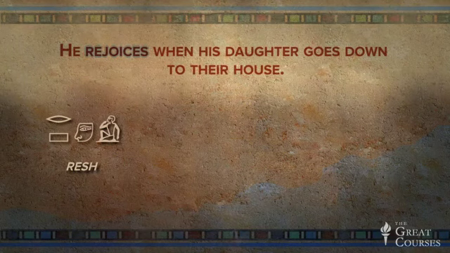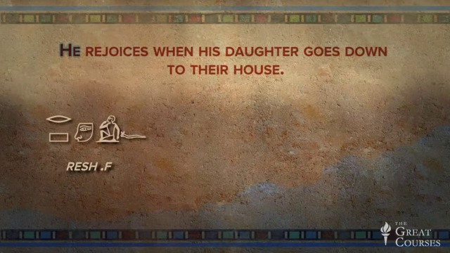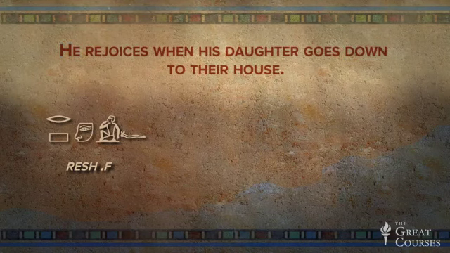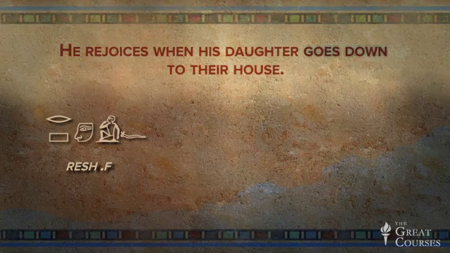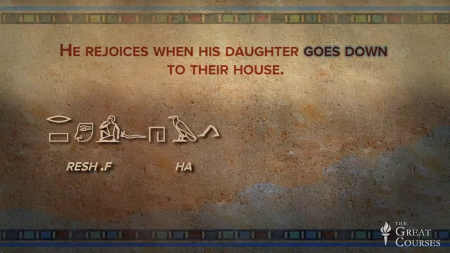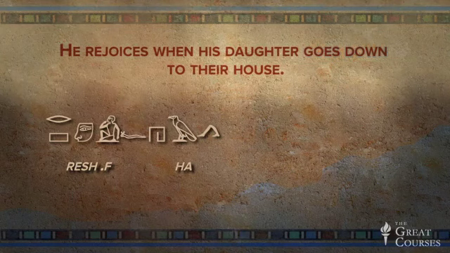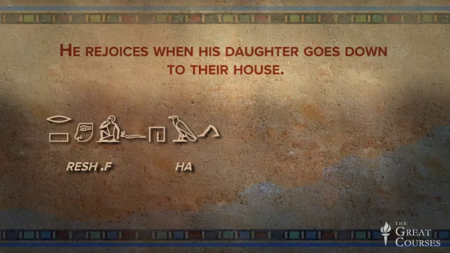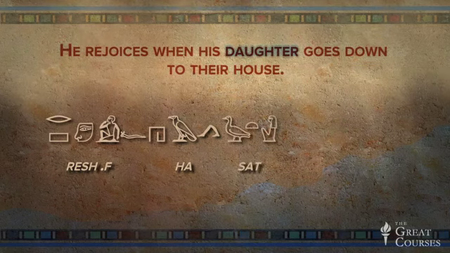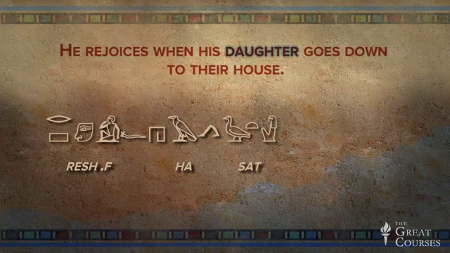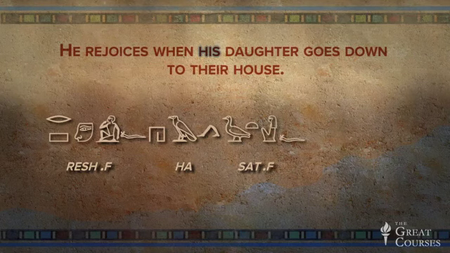Now comes our suffix pronoun, he, which I bet you remember by now is the viper F. So we add the viper to resh. He rejoices. The when is understood. So we go to the next verb, to go down, which is ha. It's his daughter who goes down to the house, right? So we're now quite familiar with the word order. Daughter, then suffix pronoun. So we add sat, daughter, and then attach the suffix pronoun, his, to it. That's the horned viper, which by now you probably remember.